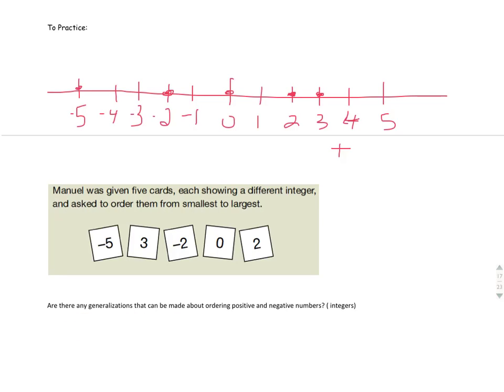So if I wanted to order these, then I would say -5 is our smallest. -2 is second smallest. 0 is in the middle. +2 is next largest, and +3 is our largest because it is the highest. It's the most right-hand number on the number line, more towards the positive side.